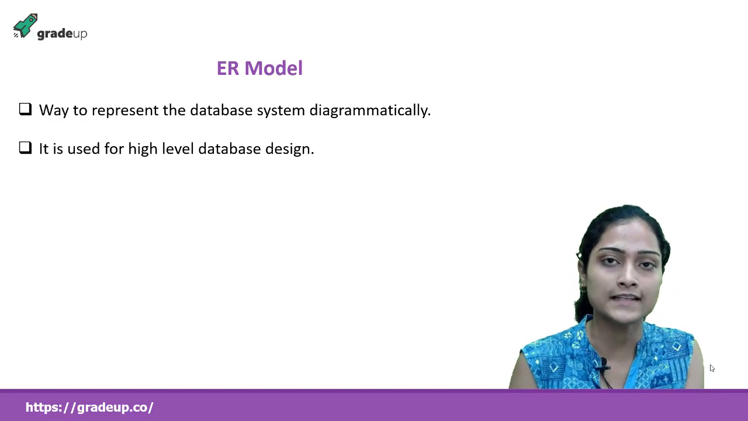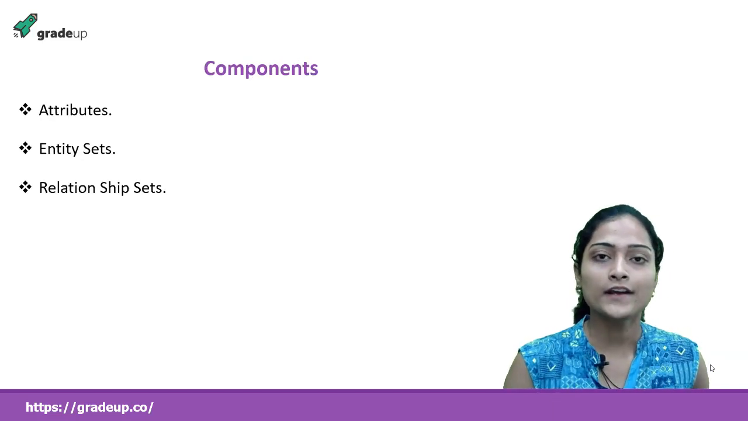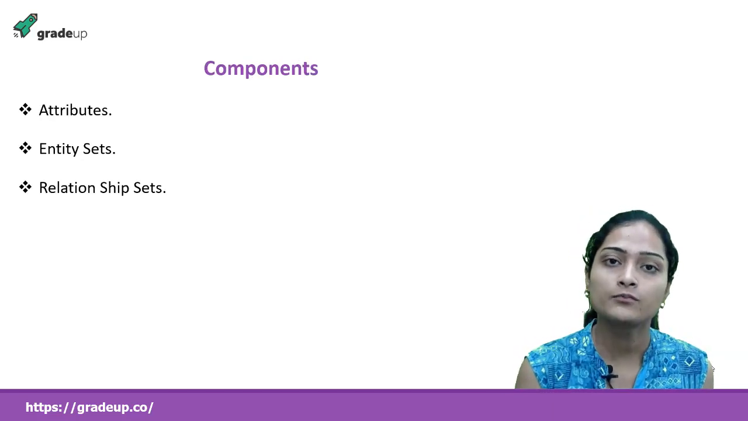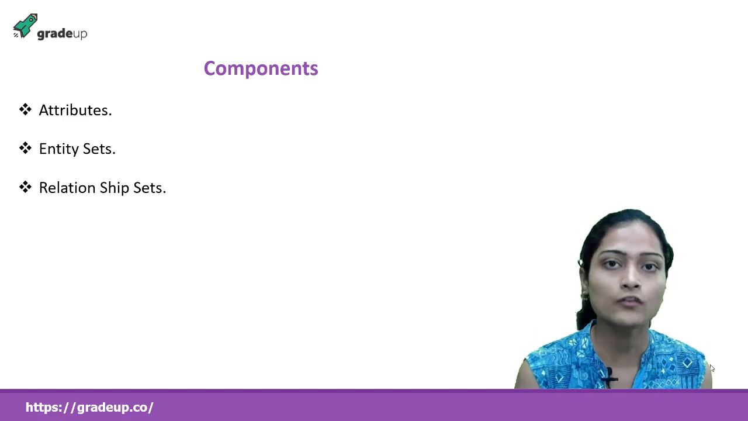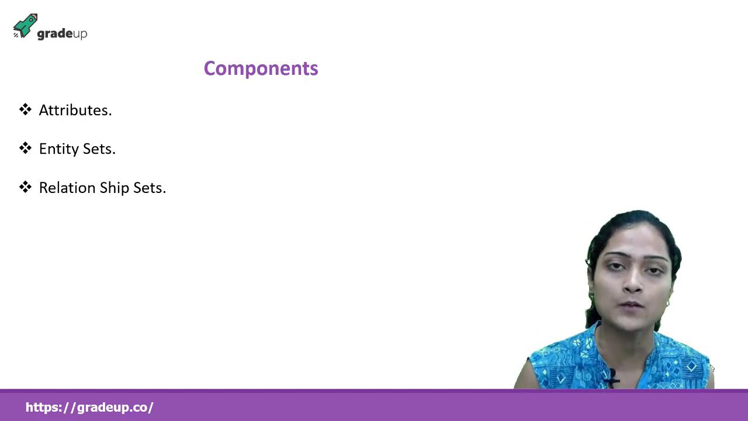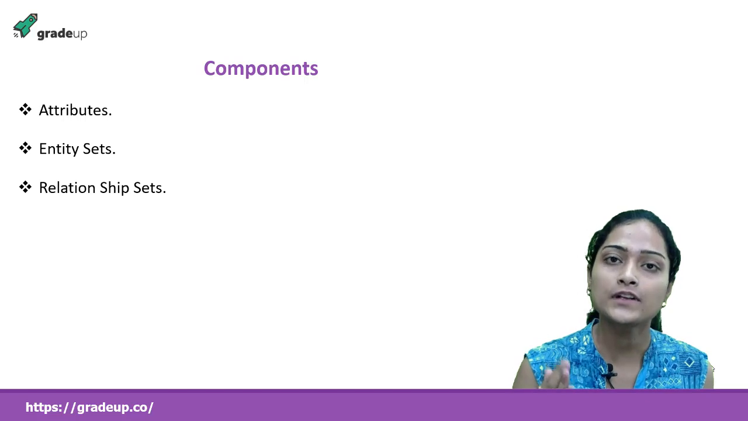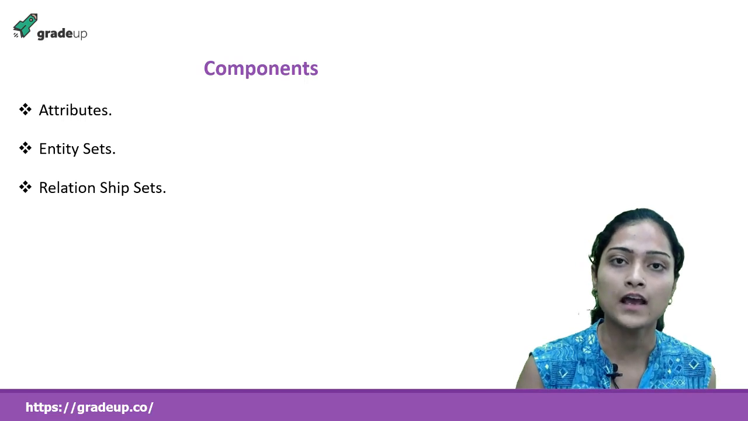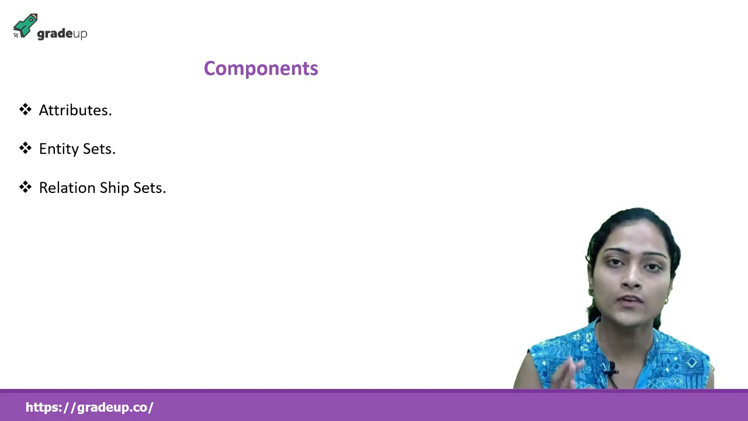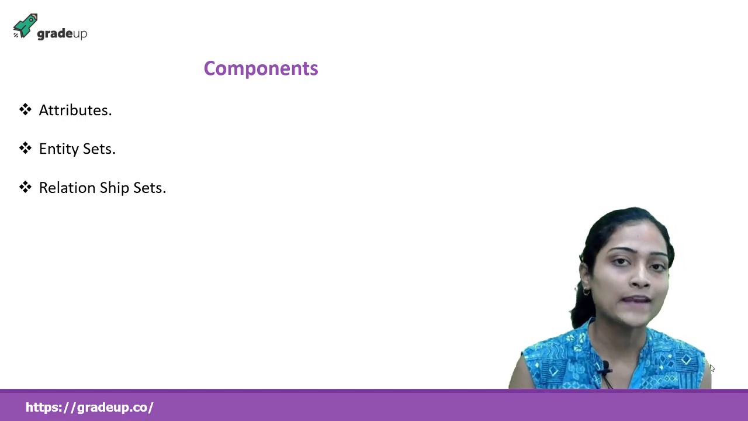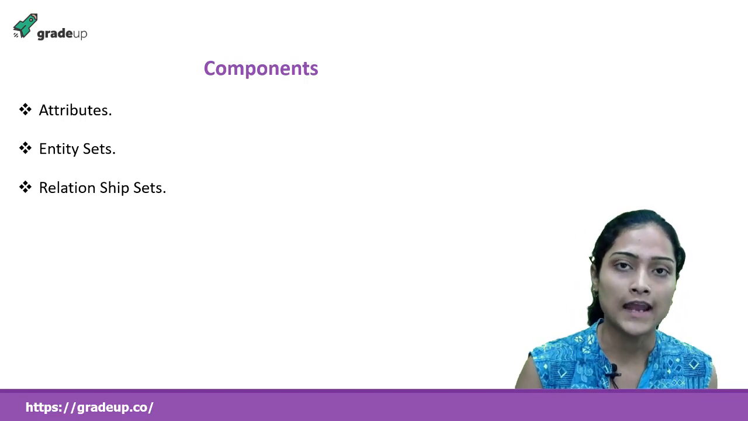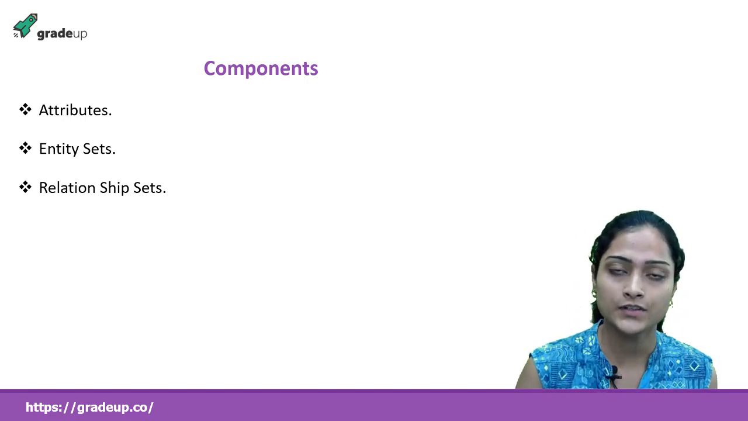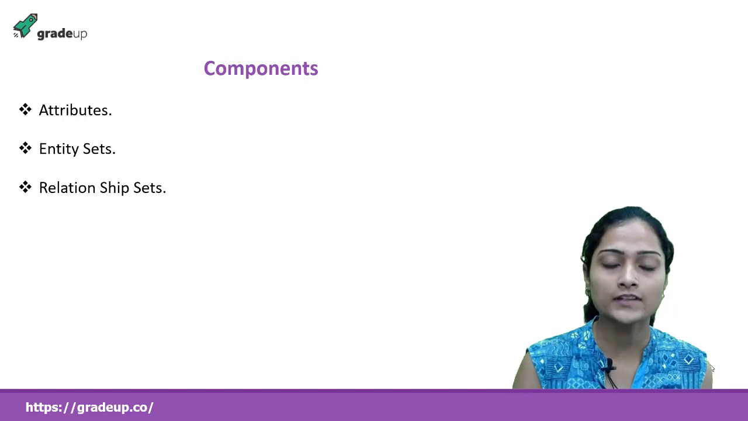Let us move towards the next topic. Before we actually make a start with the ER model, we should know how to design a particular ER model for a given database system. So first of all, we will know about the components of an ER diagram. The main components are attributes, entity sets and relationship sets. Let us start with attributes.